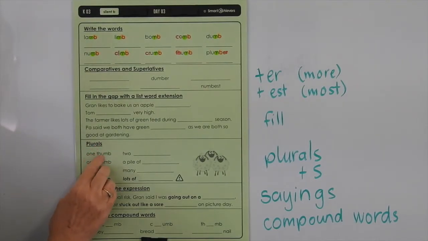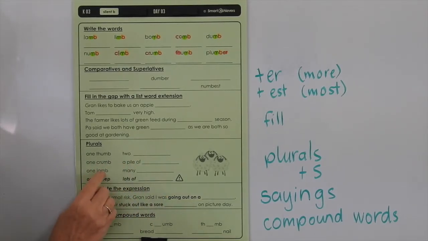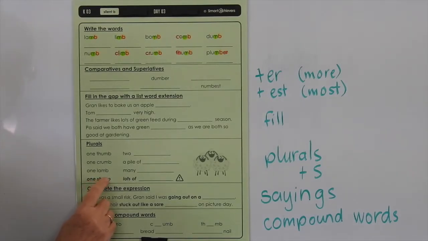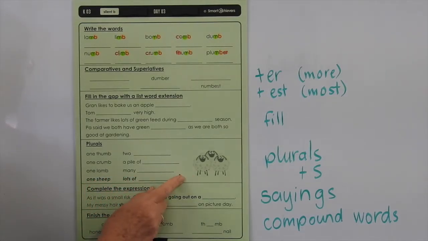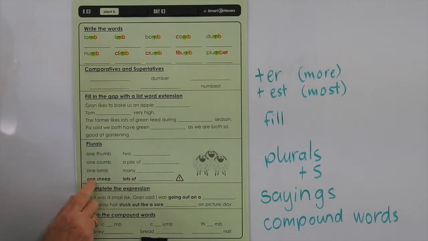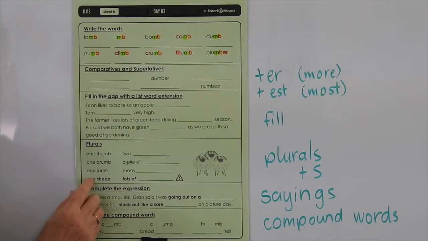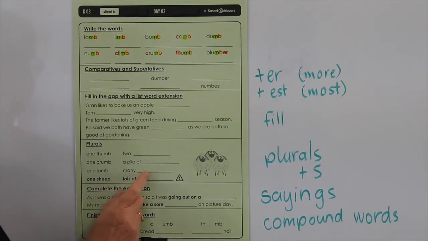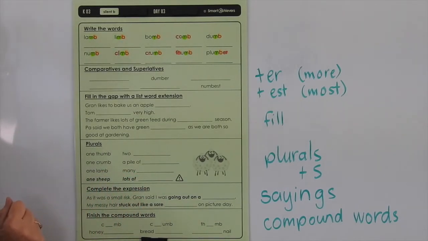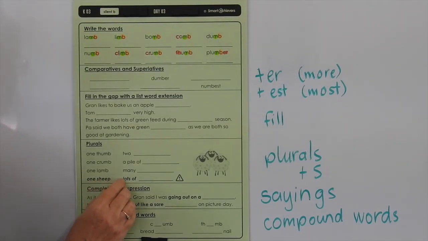Plurals down here: one thumb, two thumbs, one crumb, a pile of crumbs, one lamb, many lambs. Now sheep, we've put it in bold font in italics because it's an alert one. You have one sheep and you have lots of sheep. Just like you have one fish or you have lots of fish, unless there are different types of fish. So one corn, lots of corn.